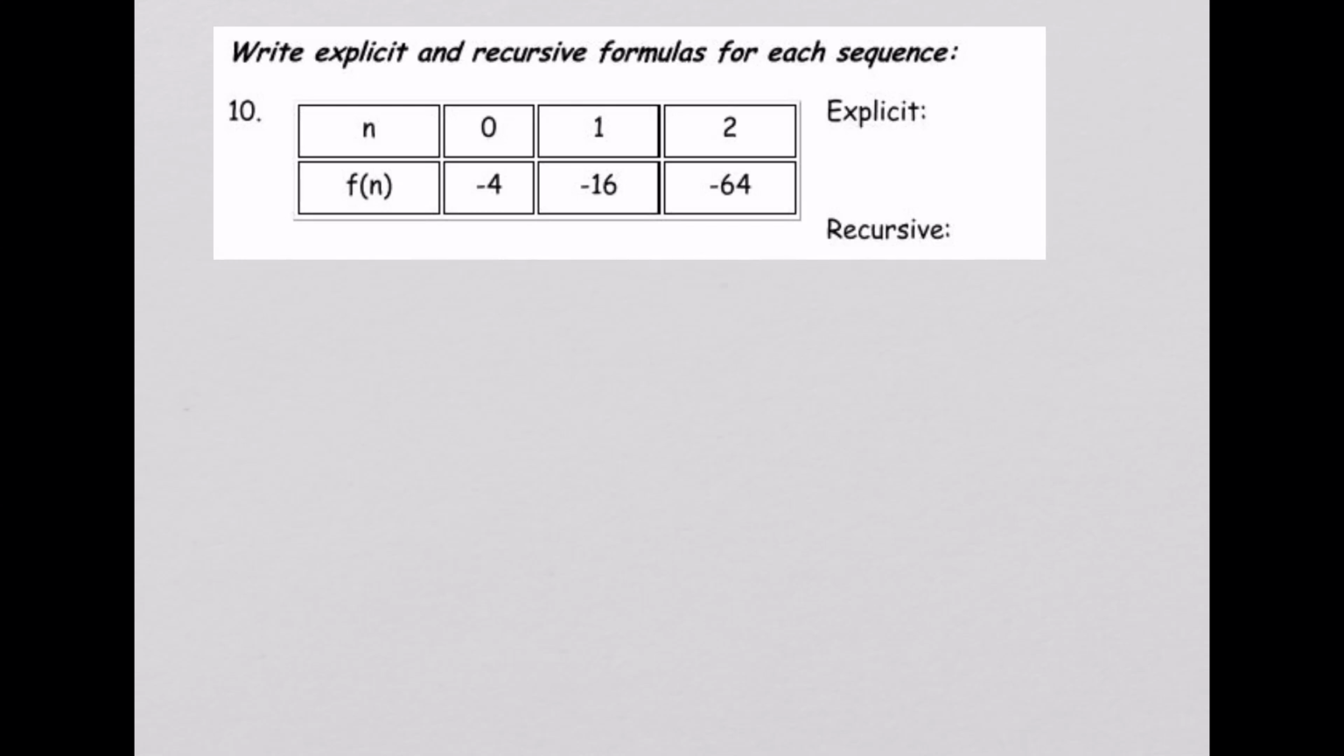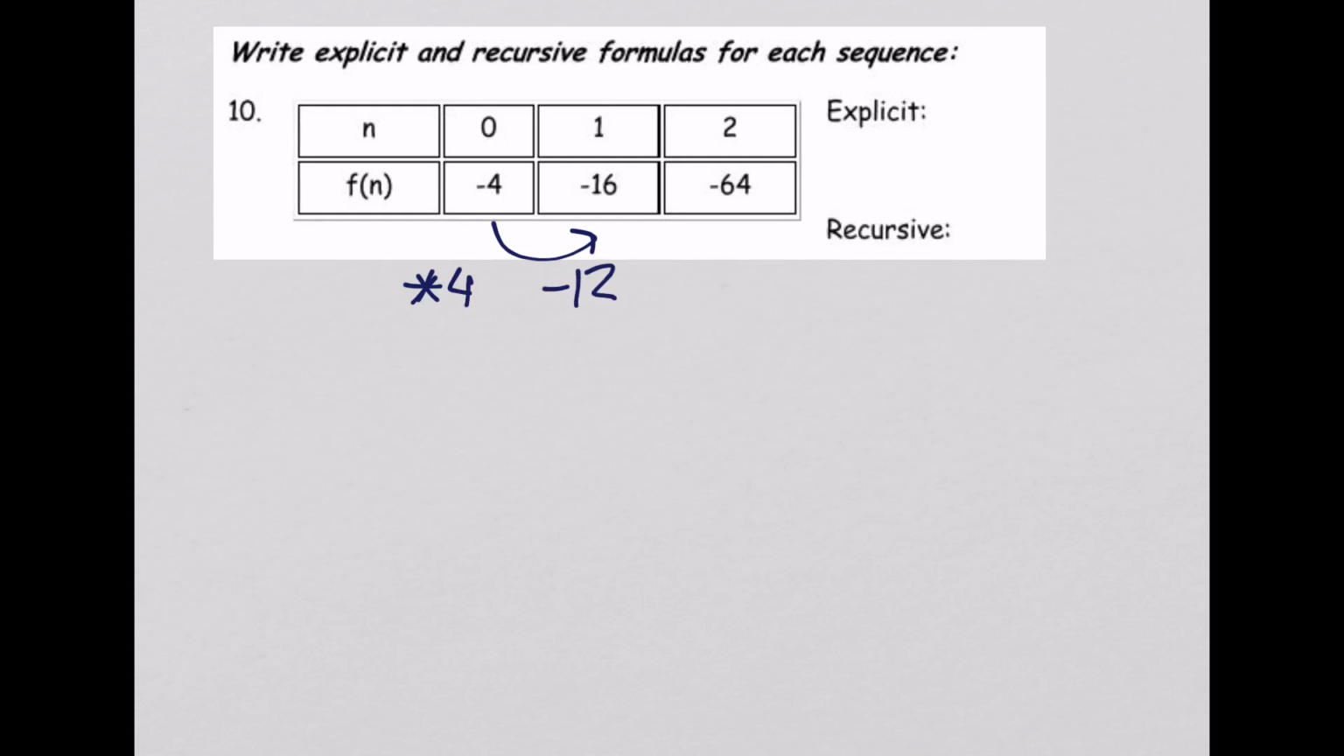Okay, now I'm not going to do all of these for you, but I am going to review a little bit. So number 10, we're supposed to write an explicit and a recursive formula for this. So first of all, we have to know what kind of sequence it is. It looks like from negative 4 to negative 16, how did I get there? Well, I have two choices. I could either be multiplying by 4, or I might be subtracting 12.